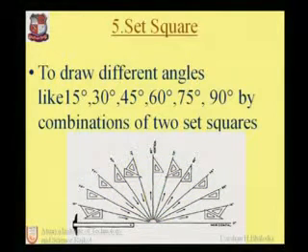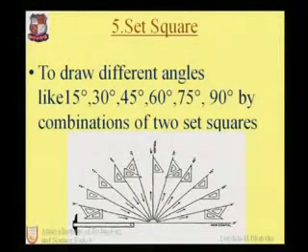Okay, it is the figure of working with the set squares in combination. By the combination of the 45-degree and the 30-degree, 60-degree set squares, we can draw many combinations of angles. As shown in the figure, on the base line of the T-square, different positions of the set squares are given. As per our application, if you want to draw angles of 15-degree, 30-degree, 45-degree, 60, 75-degree, 90-degree, it is possible by the combination of two set squares with the help of the T-square.